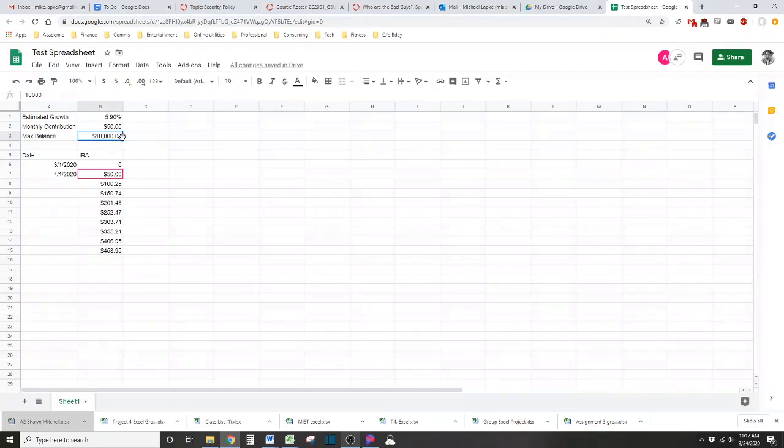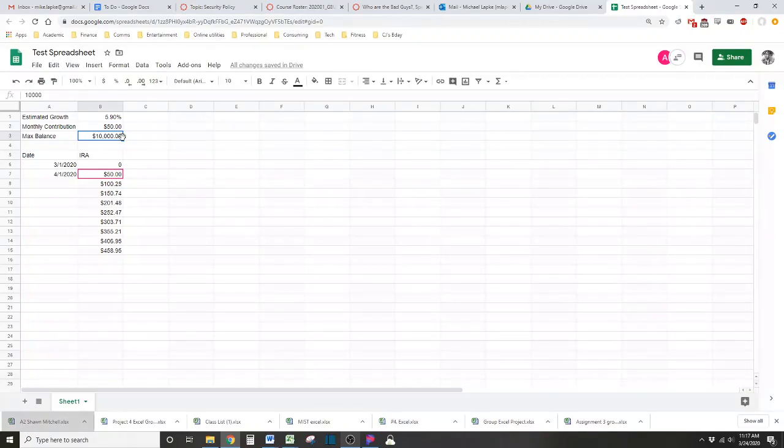then our formula would be the previous balance plus the interest, and that's it. Just the previous balance plus the interest. Otherwise, our formula will be the previous balance plus the interest plus the contribution. So what that's saying is, if I've hit a max balance, I'm no longer adding the contribution to the balance calculation for that given month. And you just have two possible scenarios there.